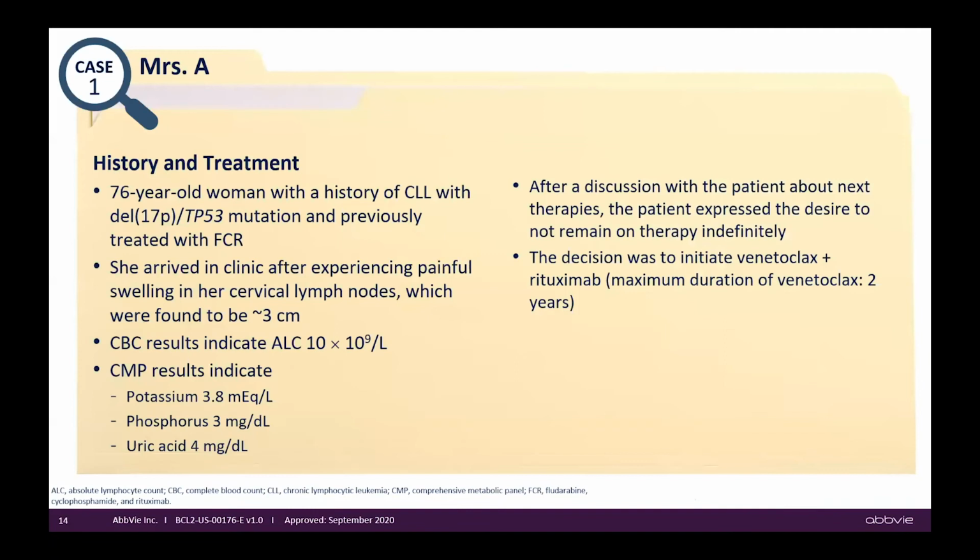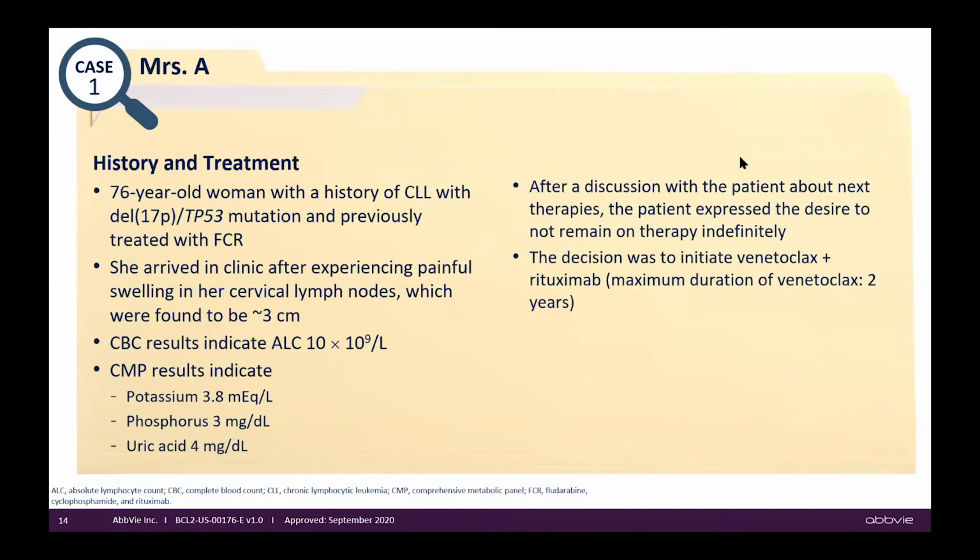And when we take a look at what we just talked about, we talked a little bit about assessing someone's tumor burden risk. We talked about prophylactic strategies, and of course, the monitoring. And so this leads us into our first case with Mrs. A. So Mrs. A is a 76-year-old woman with a history of CLL with deletion 17p and TP53 mutation, previously treated with FCR. She arrived at clinic with painful cervical lymphadenopathy. On physical exam, found to be 3 centimeters approximately. CBC reveals an ALC of 10, CMP in the black.